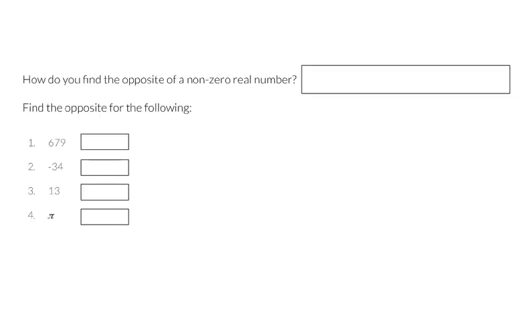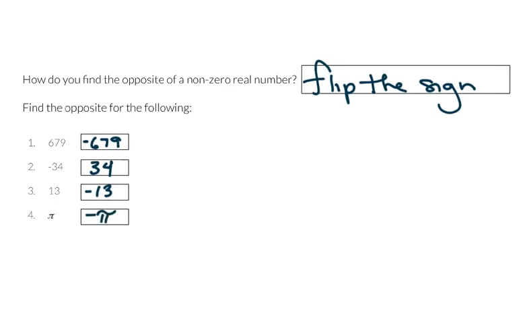How do you find the opposite of a non-zero real number? We're going to flip the sign. And the sign refers to positive or negative. So let's look at an example. If it is a positive 679, the opposite would be negative 679. If we're talking about a negative 34, the opposite would be positive 34. If we're talking about a positive 13, the opposite would be negative 13. If we're talking about a positive pi, the opposite would be negative pi.